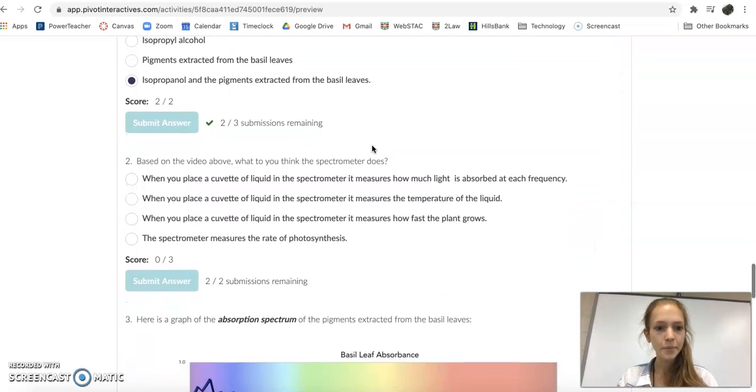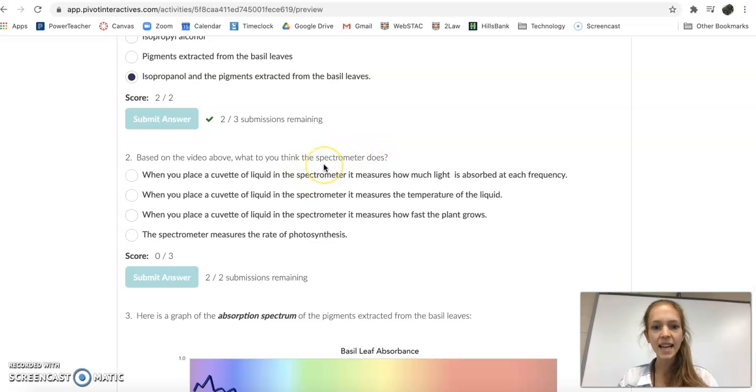So let's go down. The second question is asking you to summarize what it is that the spectrometer is doing. What kind of information are we trying to get?